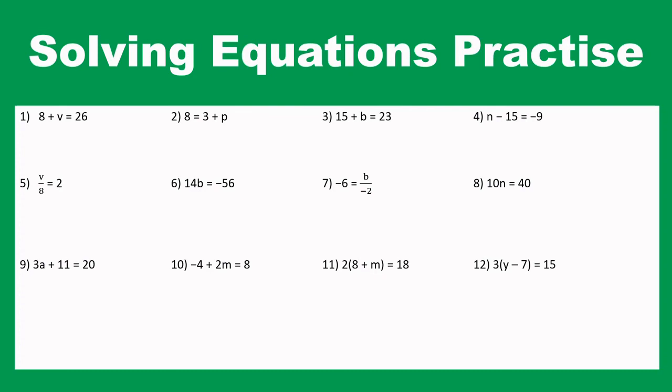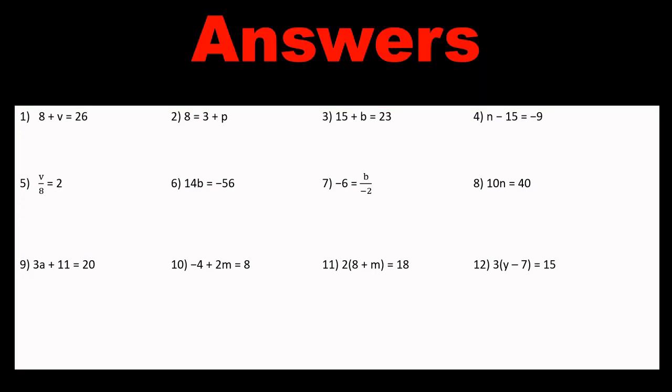I hope you've had a chance to hit pause, because here come your answers. For question 1, to get v on its own, we'll minus the 8. For question 2, to get p on its own, we'll minus the 3. For question 3, to get b on its own, we'll minus the 15. For question 4, to get n on its own, we will add the 15.